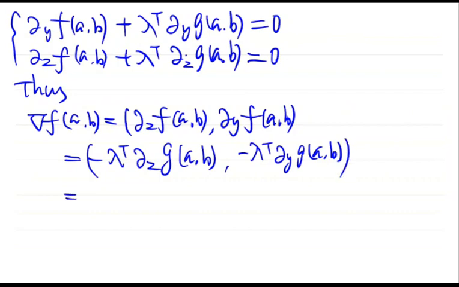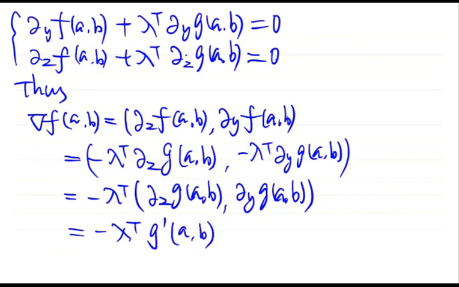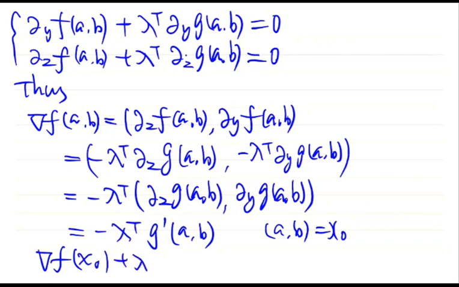That is minus lambda transpose times dz g at AB, dy g at AB, which is minus lambda transpose times the derivative of g at the point AB. But AB together is x0, y0. Sorry, AB together is x0. So this is the conclusion of the theorem. And this proves our result.